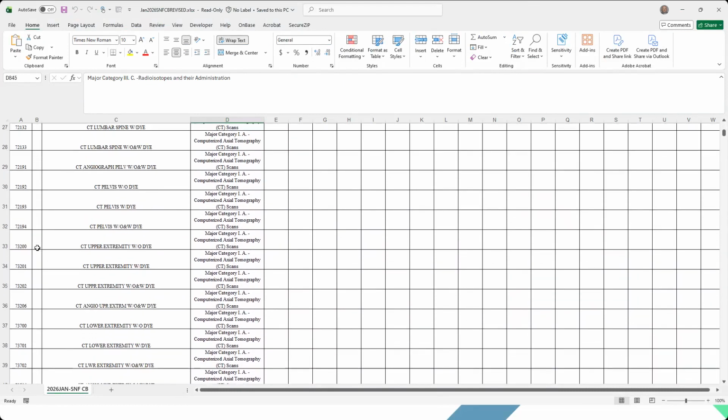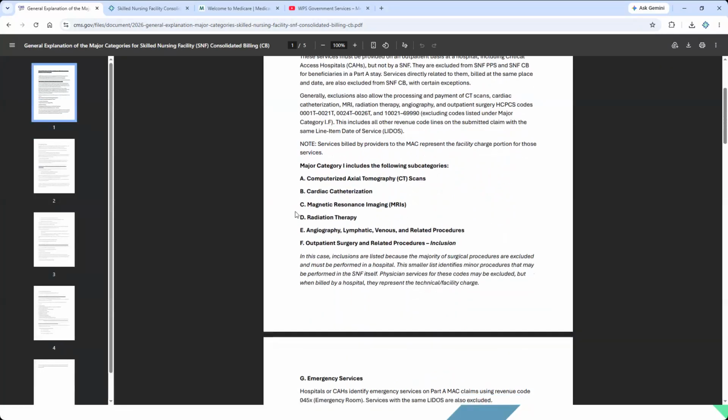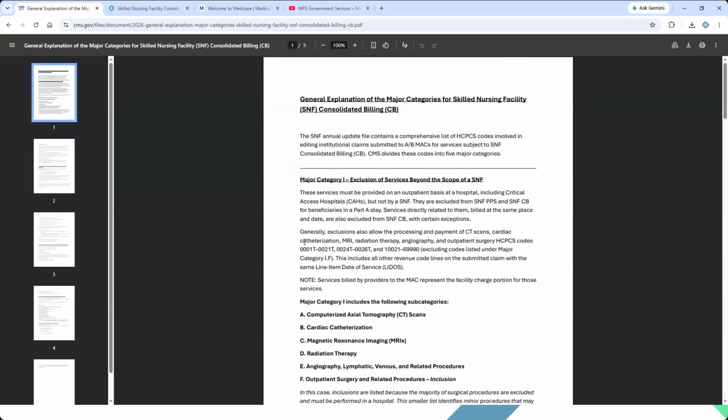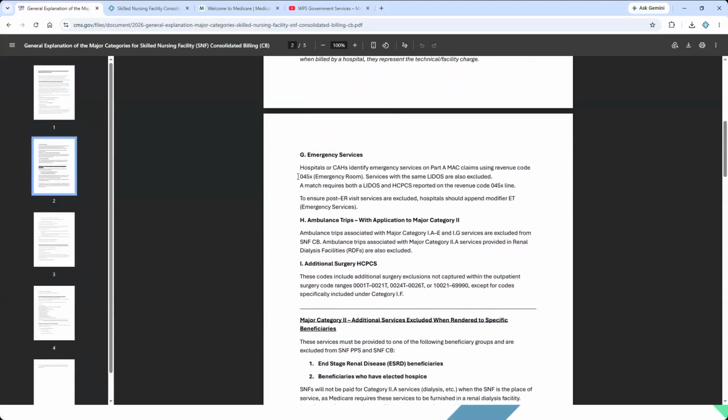A couple of major categories I do want to point out with this that would be in the general explanation. Someone asked a question on emergency room services. There is no list of emergency room services. So if you're looking at major category 1 and then you go to G, this is where you get your emergency room services. What happens is if the hospital does not bill with a 045X revenue code, it's right here in this line, the system does not register that an emergency room service occurred. That's what the system needs. It has to be there.